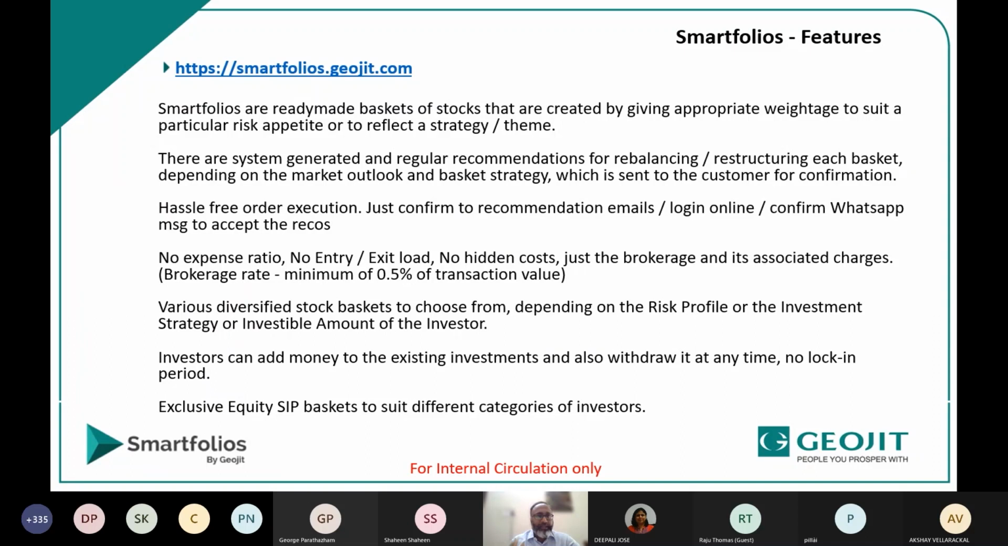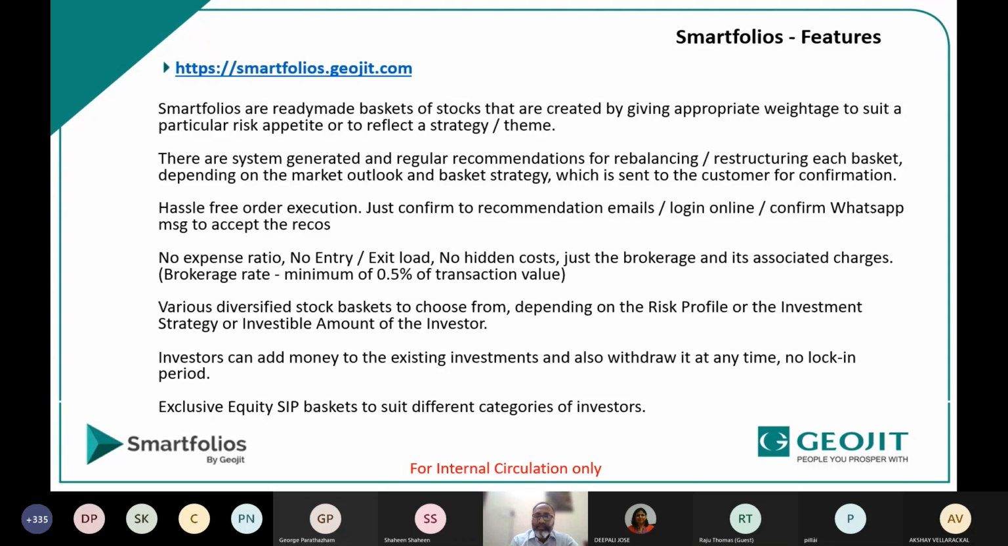So it basically depends on the client to choose, okay, I would like to choose this basket based on my risk profile, or I would like to choose X basket based on the strategy that the fund manager is following, or based on the theme or the objective of the basket that the fund manager is following. So Smartfolios offers you a variety of ready-made baskets of stocks. So we'll send you the recommendations to buy, let's say, 10 stocks, to buy 12 stocks. We will send you the recommendations.